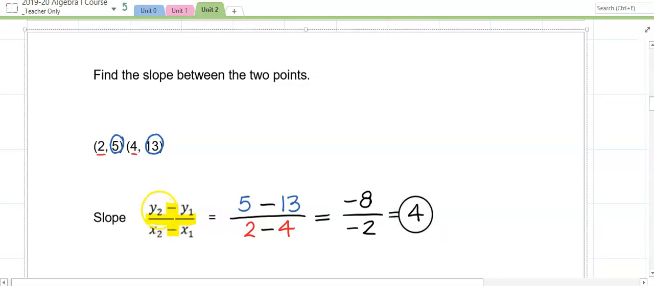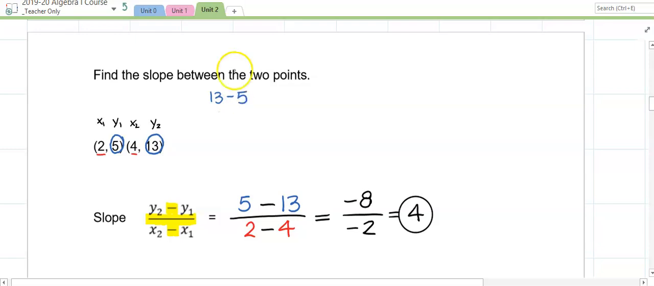Now the formula here uses these little subscripts. It says y2 take away y1, x2 take away x1. Technically, you may have seen this before where you label each coordinate with these numbers, and you would do 13 take away 5 over 4 take away 2. That's fine. That's not wrong.